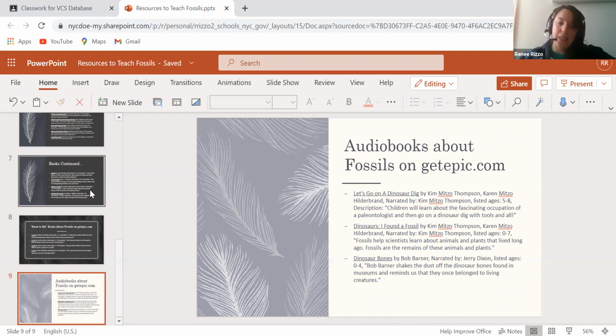Fossils help scientists learn about animals and plants that lived long ago. Fossils are the remains of these animals and plants. Dinosaur Bones by Bob Barner, narrated by Jerry Dixon, listed ages 0 through 4. Bob Barner shakes the dust off the dinosaur bones found in museums and reminds us that they once belonged to living creatures.